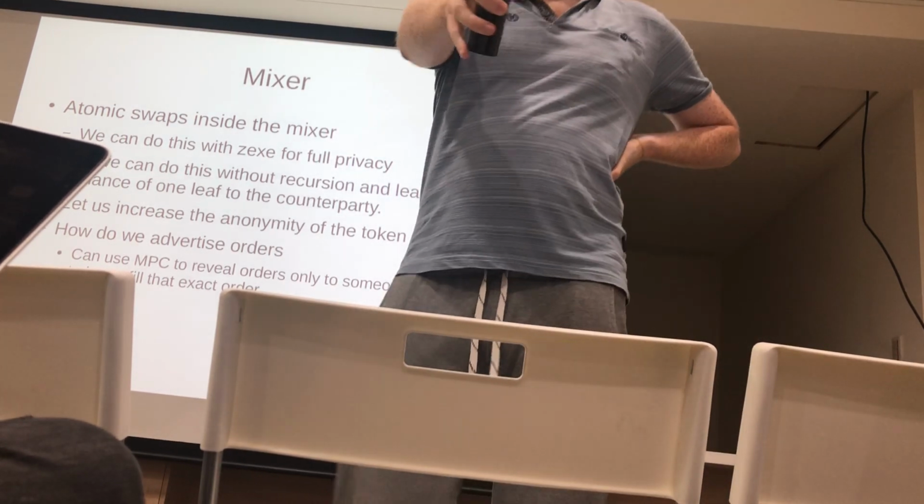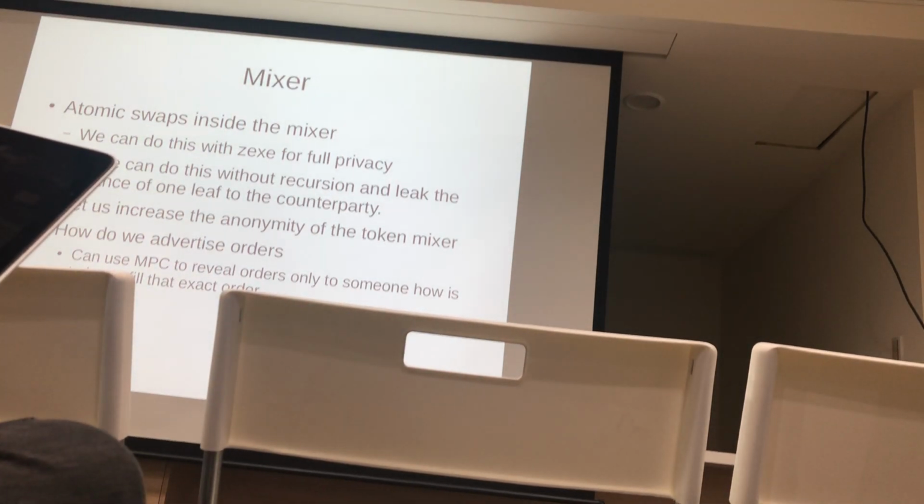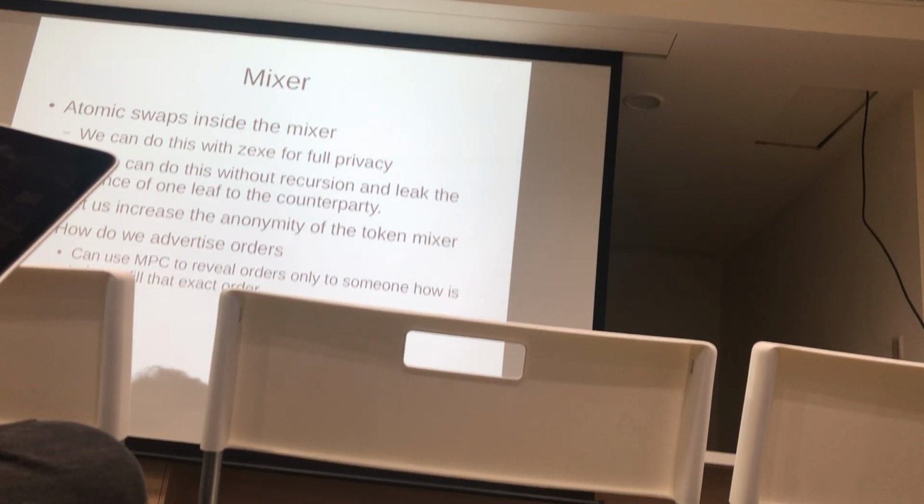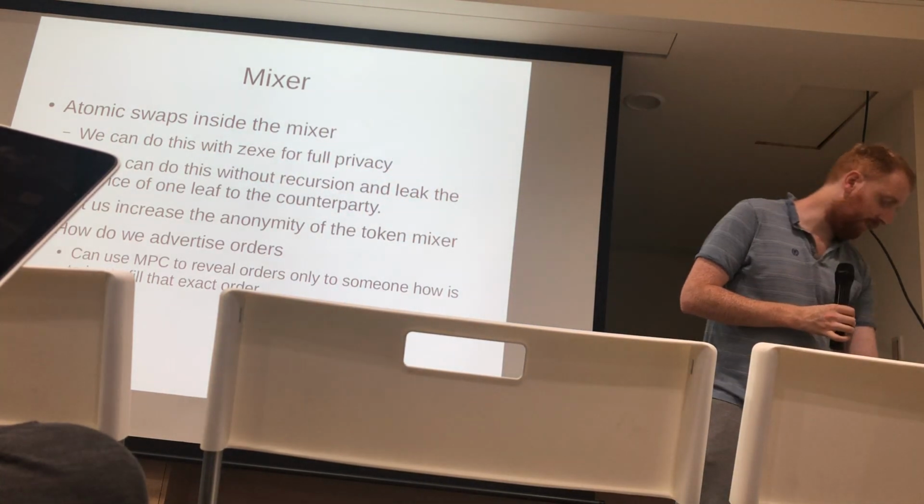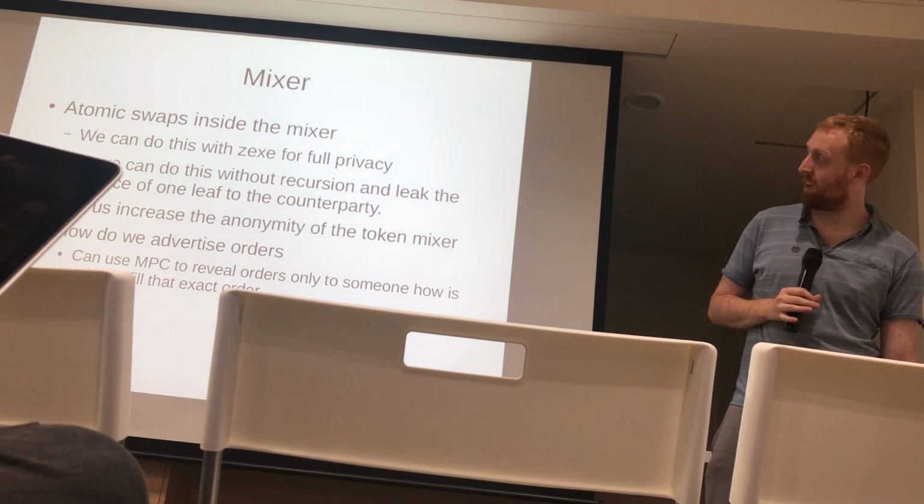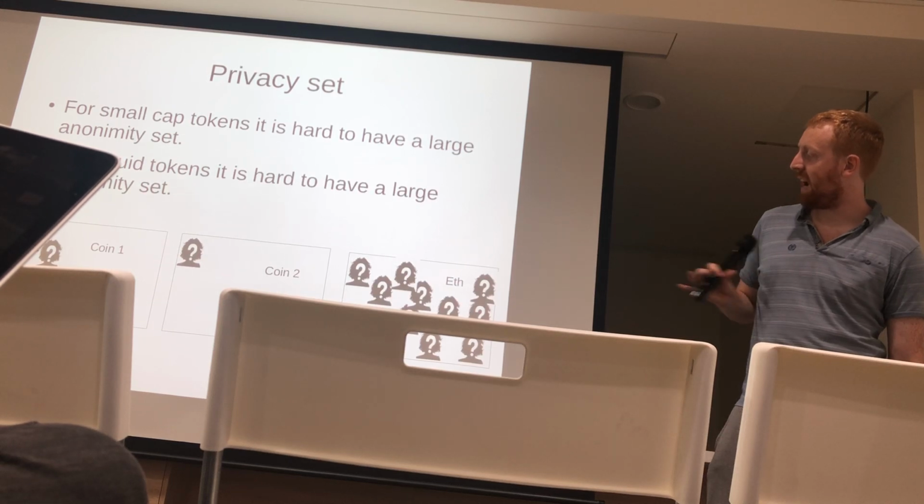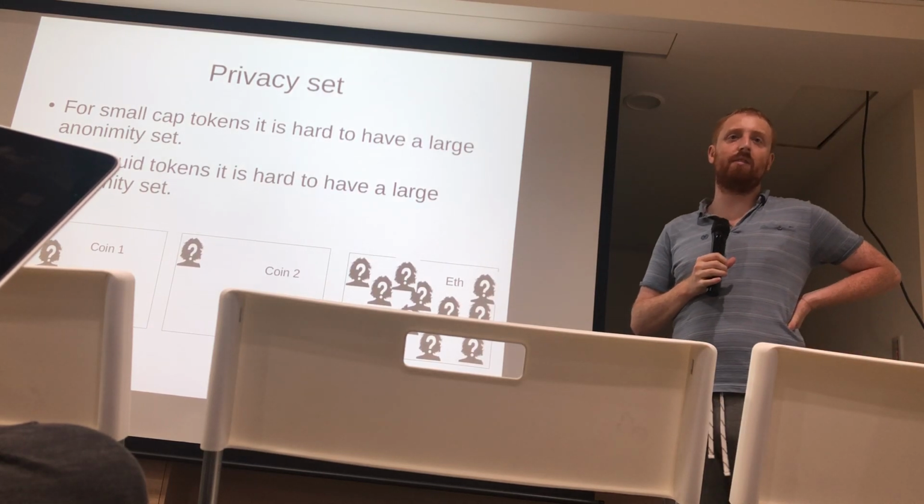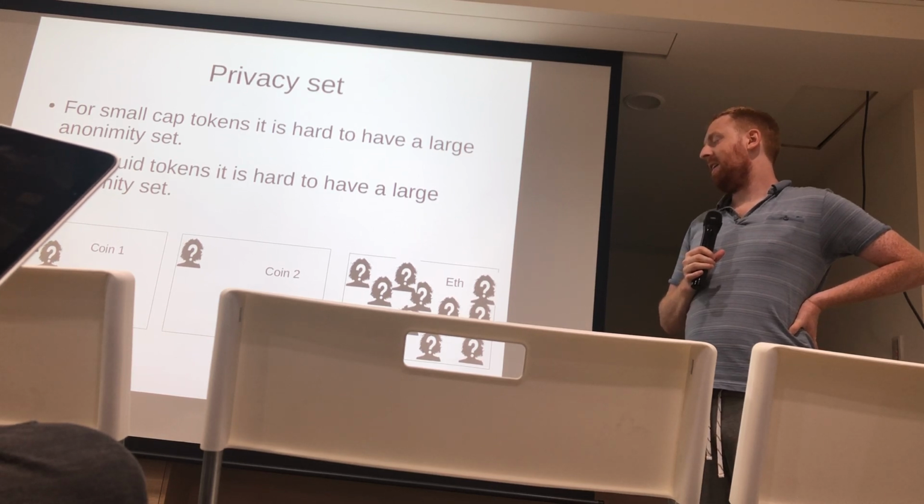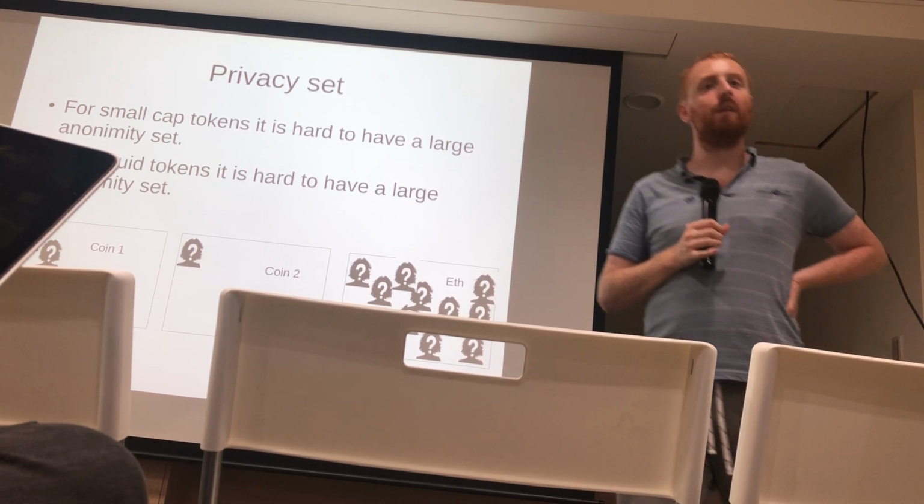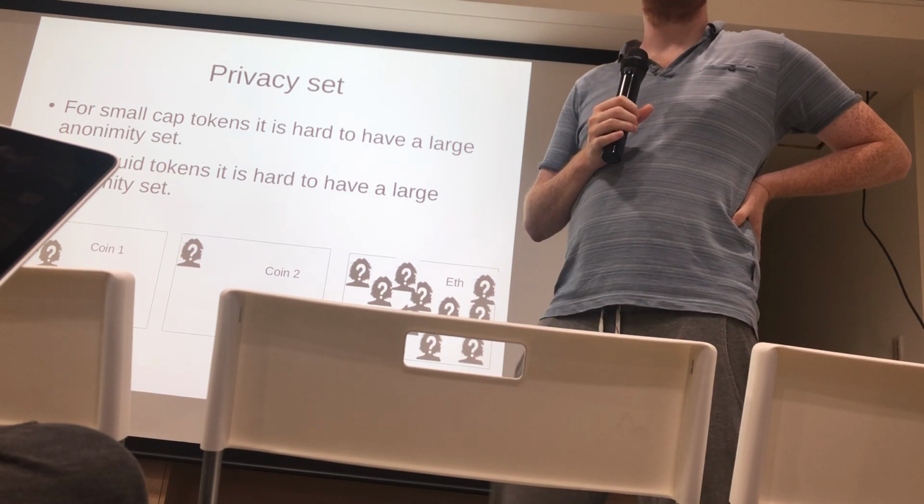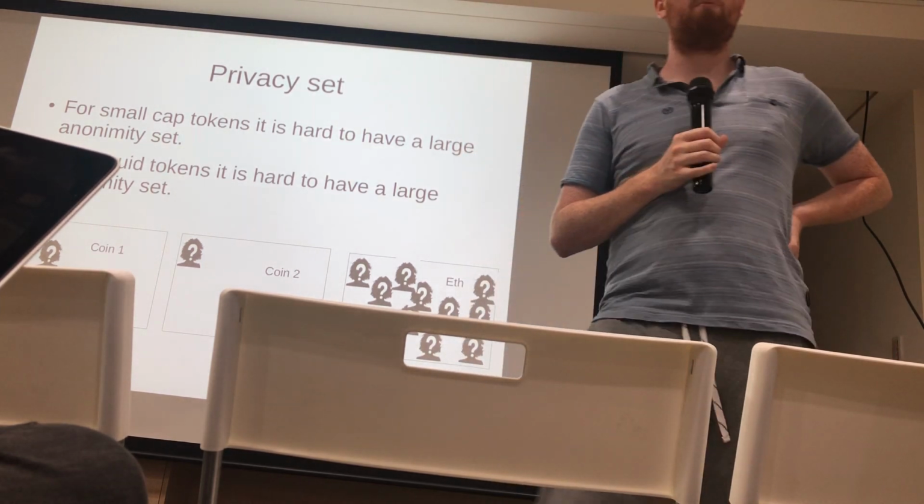If atomic swap is available in the mixer, that means that the anonymity set of token 1 and token 2 can combine to one anonymity set? So it kind of depends. The question is, can we combine the anonymity sets together if we have these atomic swaps inside the mixing? And is that the reason we want to allow the trade? Yeah, so that's the reason why we want to allow the trade.